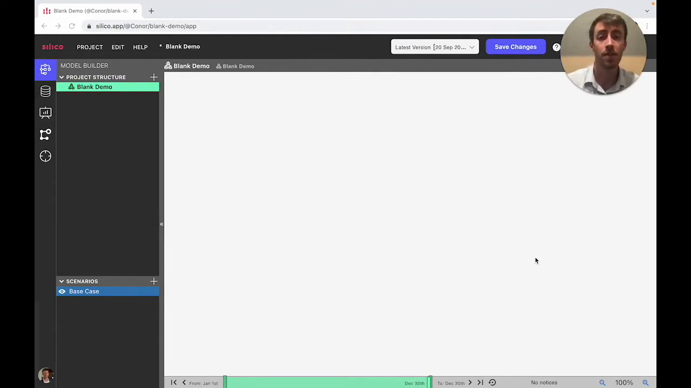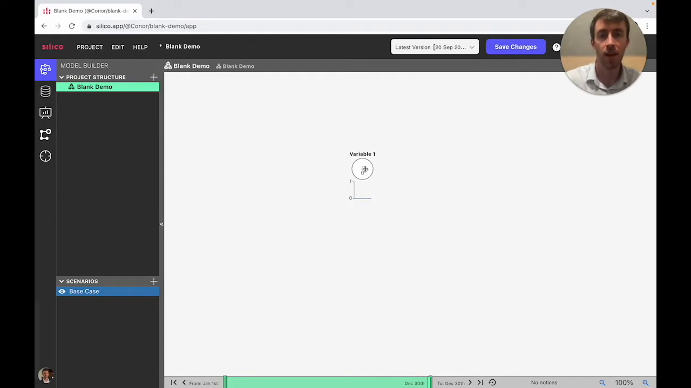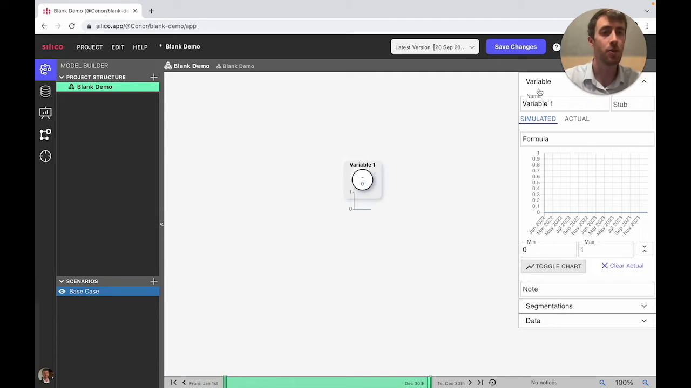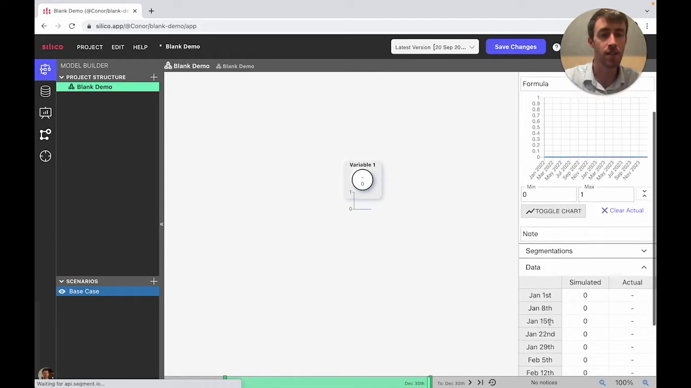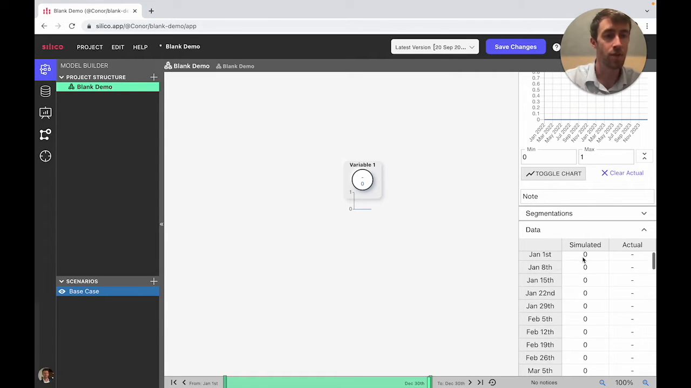So let's start with variables. To add a variable, we just have to right click on the model builder page, or we can use the shortcut of pressing V, and we have a variable added to our model builder page here. If we double click on this, it opens up the inspector, and if we go to the data tab, we can essentially see that a variable is just like a column of cells in a spreadsheet with time running from top to bottom and a value being held for each time unit.